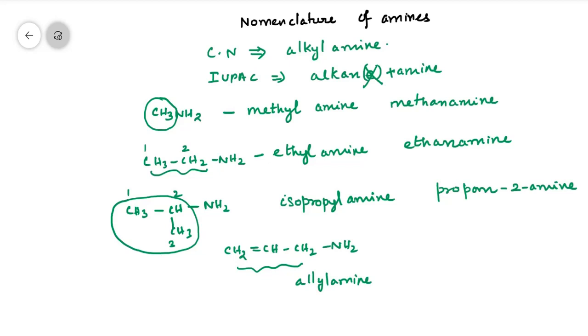IUPAC name: the long chain consists of 3 carbon atoms. What is the first carbon? This is the first carbon, this is 2, this is 3. Now the propene: the double bond is present in the second carbon, and the last suffix, the E suffix, is terminated and amine is added. So it is prop-2-ene-amine.